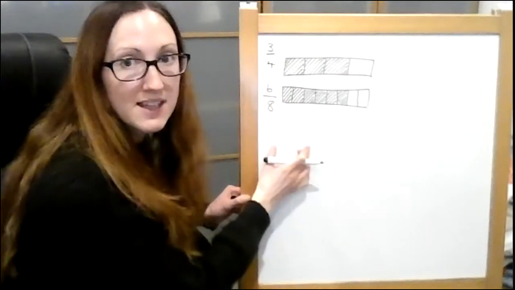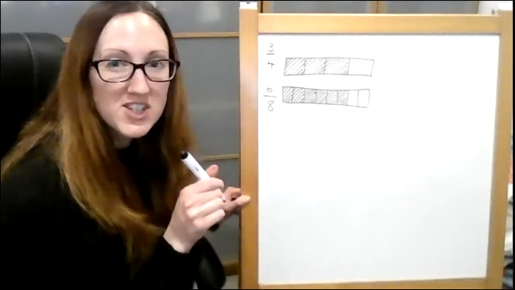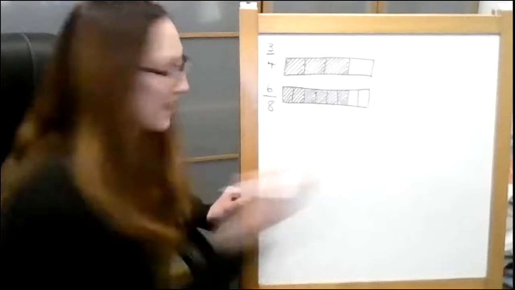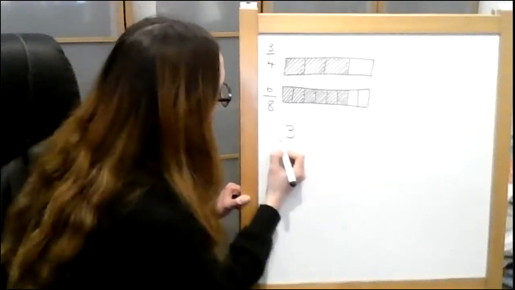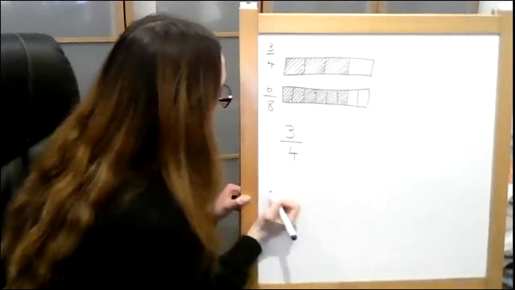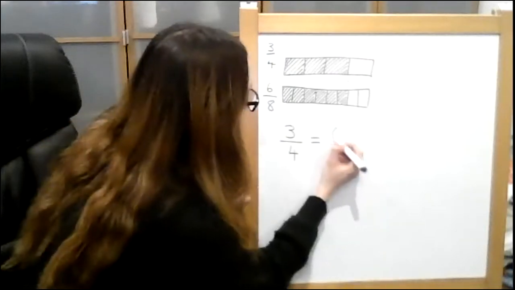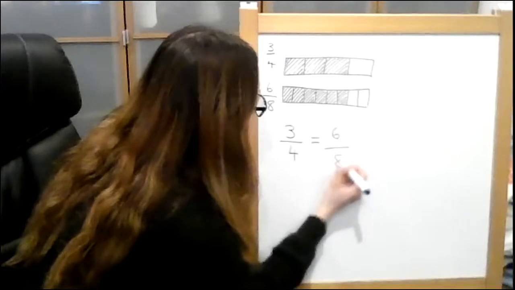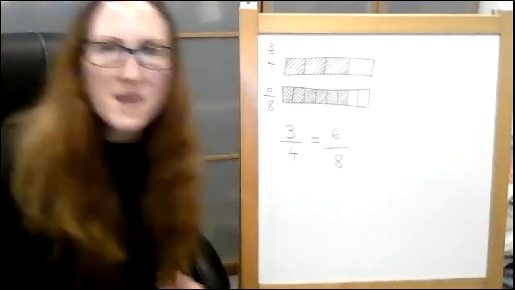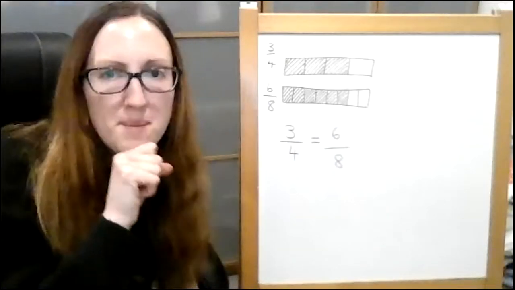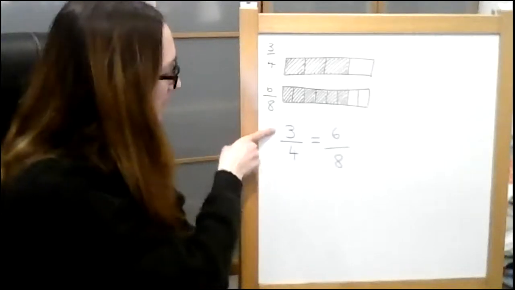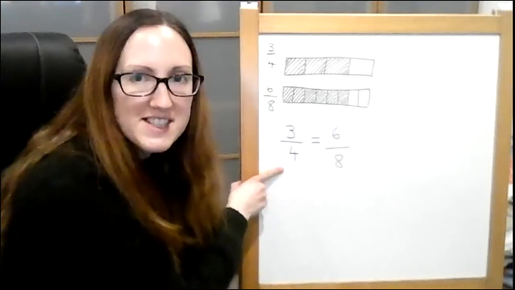And again, underneath, how would I write that out as a fraction? Have a go. 3/4. 3/4 is equal to 6 eighths. Now I wonder, are you spotting a pattern here with our numerators and our denominators here?